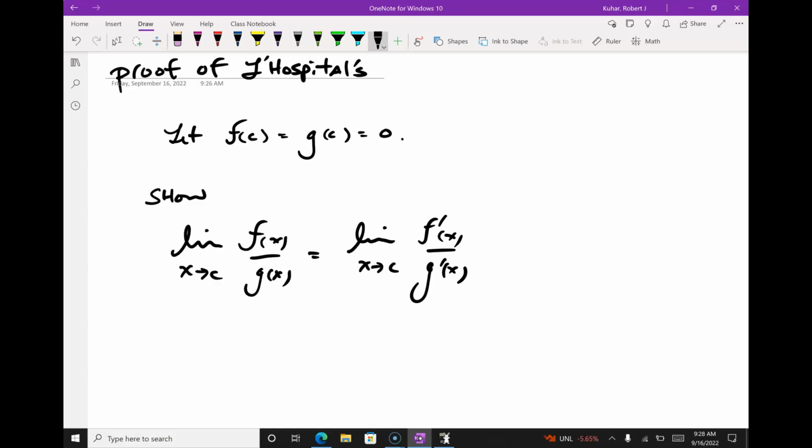In fact, that's something to think about if you have to show something is true and you try starting on one side and it's not working out for you, try the other side, right? So I'm going to start on the right-hand side, and just look at the limit as x goes to c of f prime of x over g prime of x.